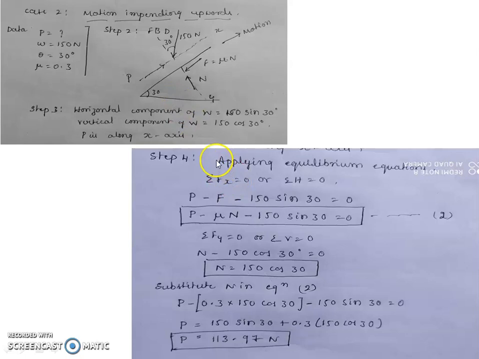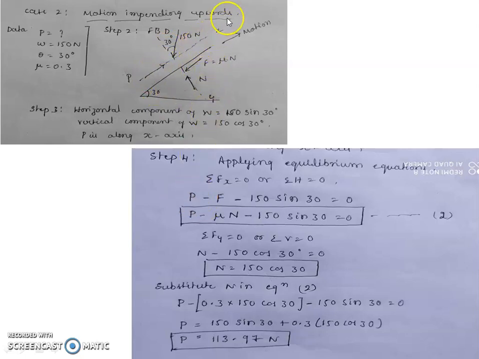Okay, next step, what we have to do? Apply equilibrium equations. Sigma forces along the x direction is equal to 0, or sigma H is equal to 0. What are the forces acting in the x direction? That is parallel to the inclined plane. This x-axis is parallel to the inclined plane. What are the forces acting along this x-axis? One is P, it is acting from left side to right direction like this. Hence P is positive.